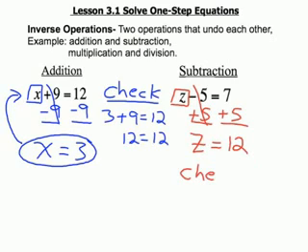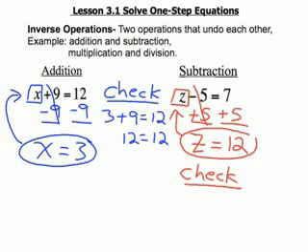Now we must check. So we take our answer of 12 and we plug that back into the original problem for z. So 12 minus 5 equals 7. 12 minus 5 is 7, and 7 equals 7. So 12 is a solution for z.